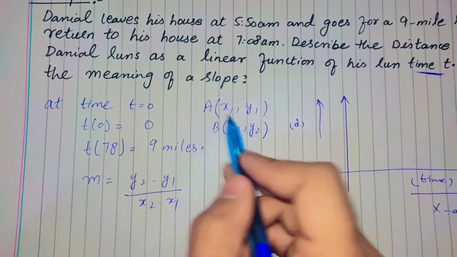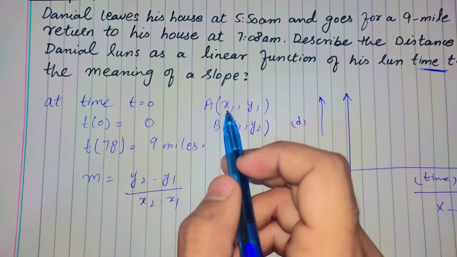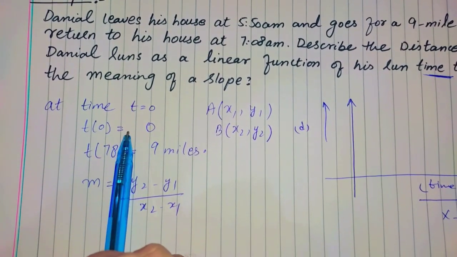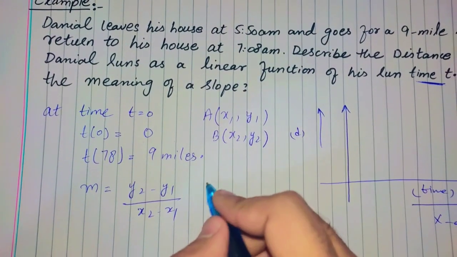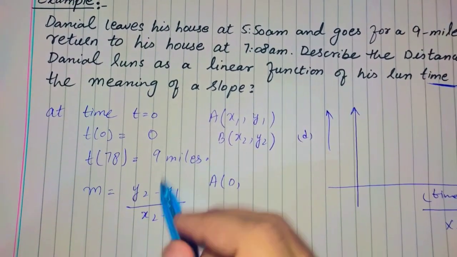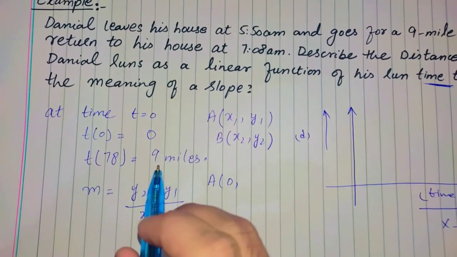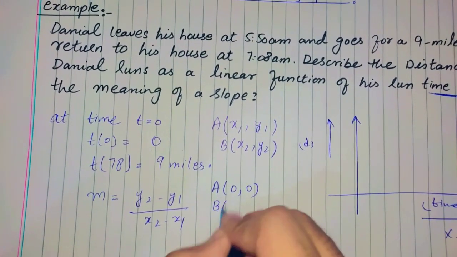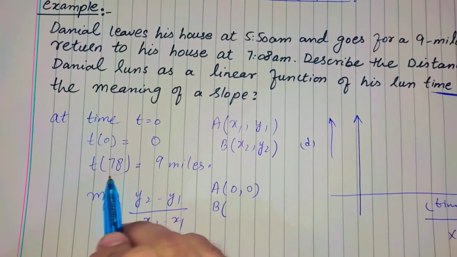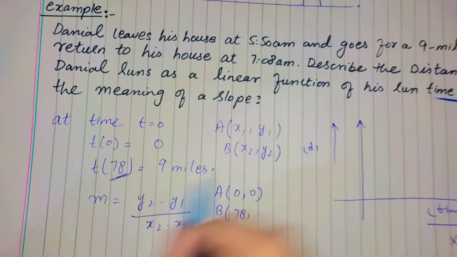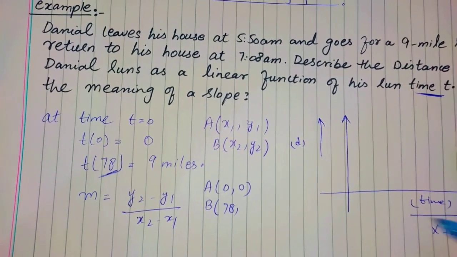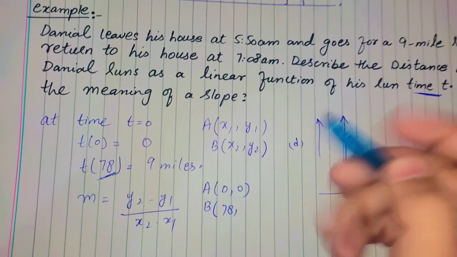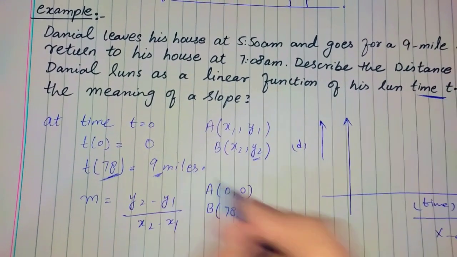So what would be the value for x1? x1 would be 0 because the initial starting point of Daniel was 0. For y1, what is the value? When the time is 0, the distance is also 0. For x2, we know that the time is 78. x is for time because the x-axis has the time quantity, and for the y-axis we have the distance. For y2 we have 9 miles.